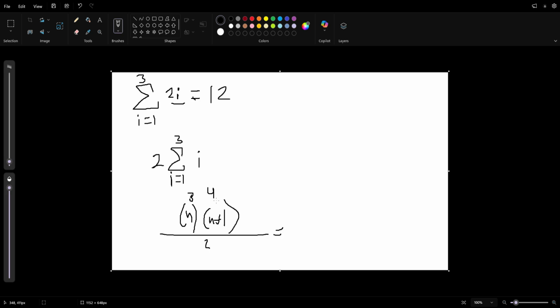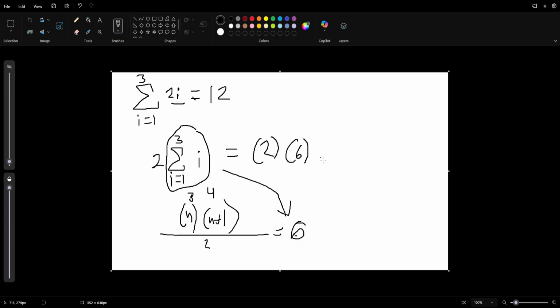This would just be 3 times (3 plus 1), which is 4. 12 divided by 2 is just 6. Now, this is just the sum of i. So we plug this back in, because this is what 6 is. Now we have 2 times 6, which is equal to 12. Same as that.